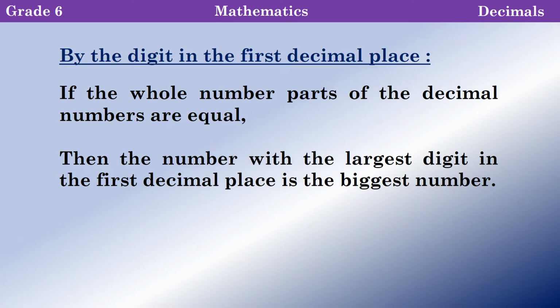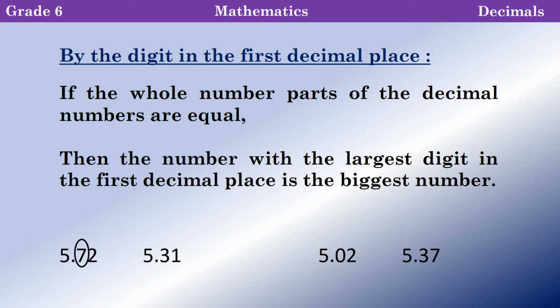Now let's see how to compare two decimal numbers by the digit in the first decimal place. Here we compare the digit in the first decimal place if the whole number parts of the decimal numbers are equal. If they are equal, then the number with the largest digit in the first decimal place is the biggest number. Let's do an example to identify this. We have two decimal numbers 5.72 and 5.31. And also we have 5.02 and 5.37.